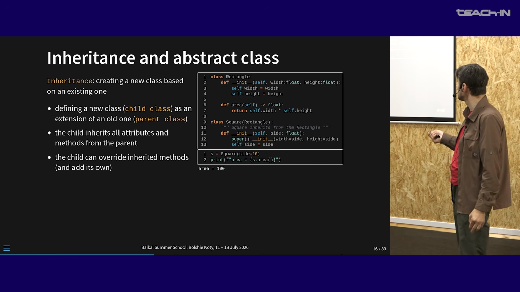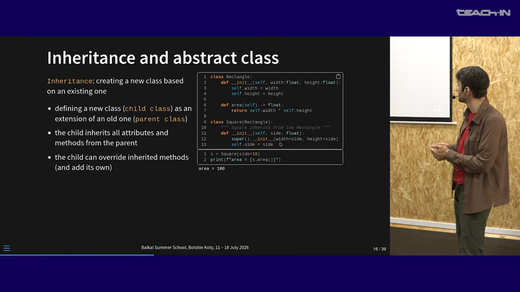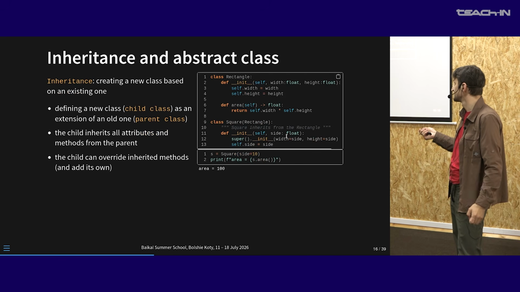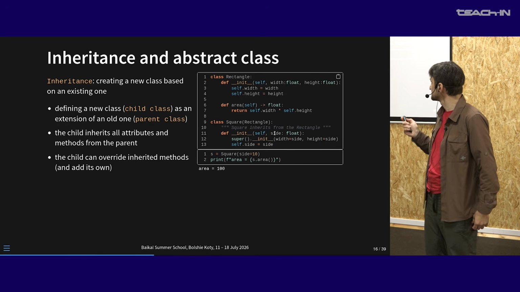So in this example, we have this rectangle class, and we have a square, which is a special type of rectangle. It inherits and calls the constructor of its parent. It's a rectangle with equal sides.